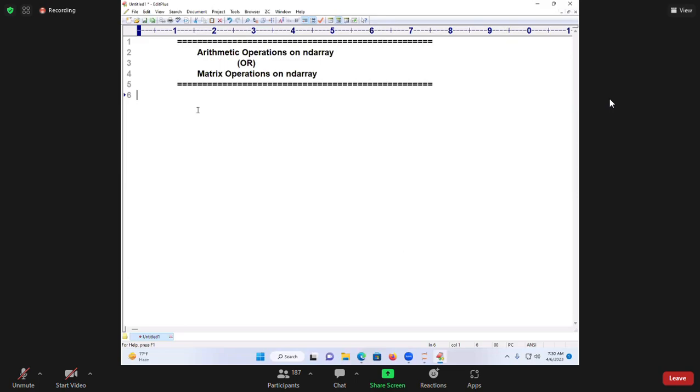Look at that carefully. Arithmetic operations are nothing but plus, minus, all those things. Very simple, today is not difficult. On ND array object, we can perform the following arithmetic operations, which are simply called matrix operations. What are those operations?